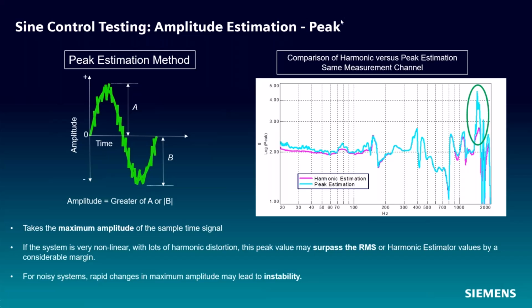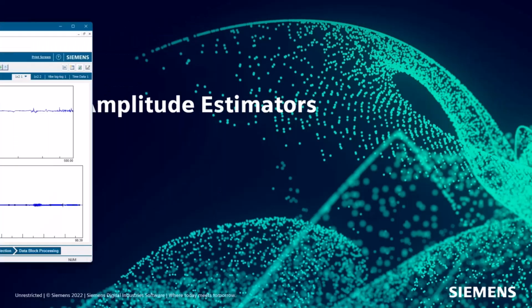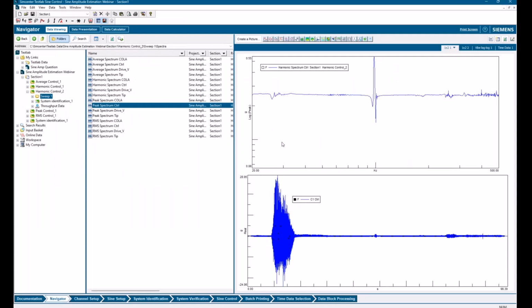There's drawbacks to these other estimation methods as well. As I mentioned, harmonic gives you phase information, peak does not, right? How are we going to extract phase information from a simple peak value pulled from the time domain? Peak can give you issues with instability in your test as well. Let's take a look in the software and see what I'm talking about.